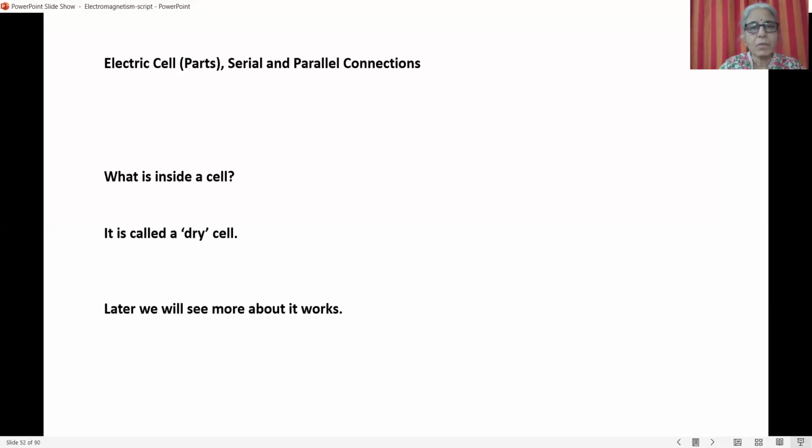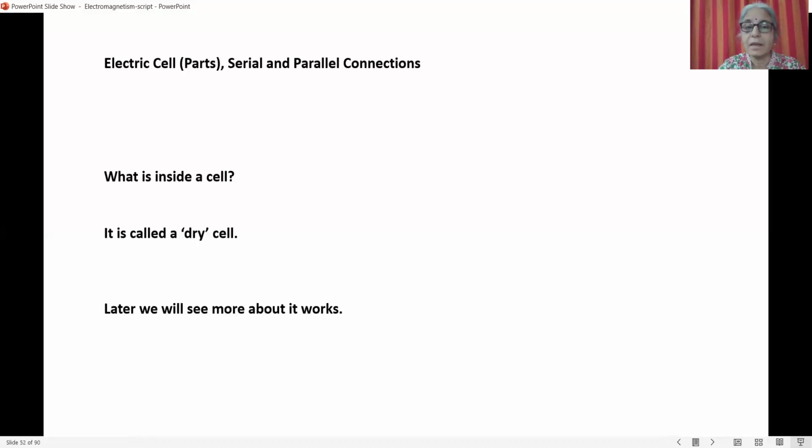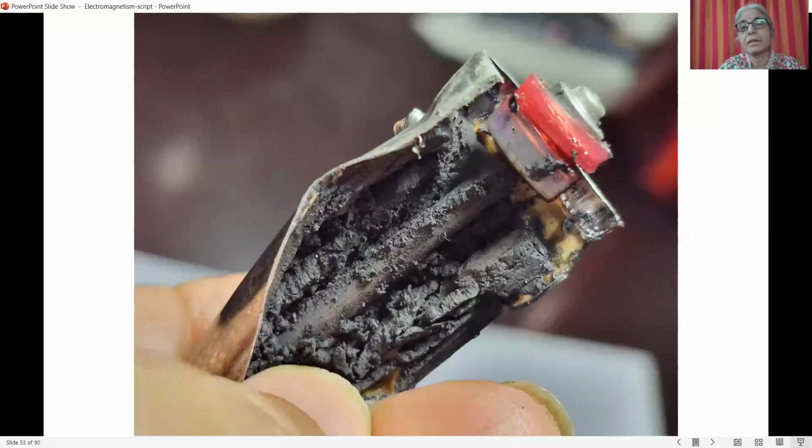Let us see what is inside an electric cell and let us see how you can connect the cells. So this is the inside of an electric cell. You can see there is a carbon rod. Every cell has two conducting electrodes. We have seen that graphite, which is a form of carbon, is a conductor. So the carbon rod is one of the electrodes.